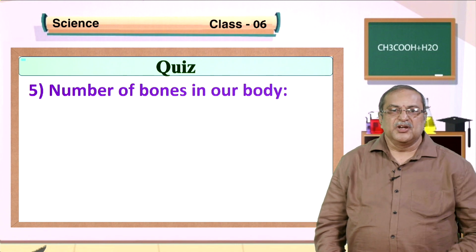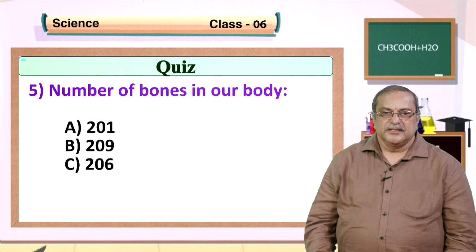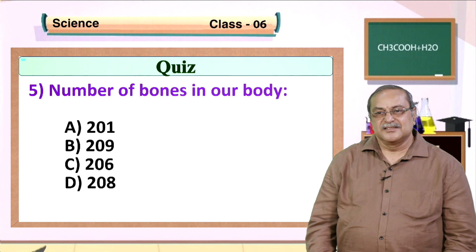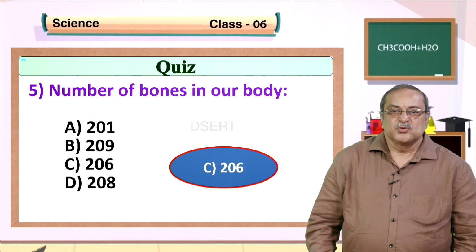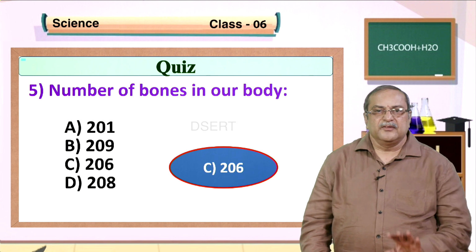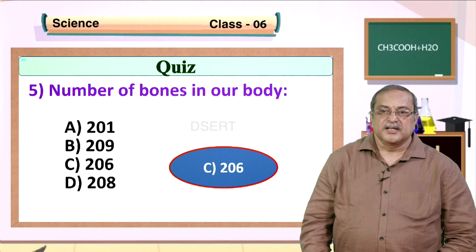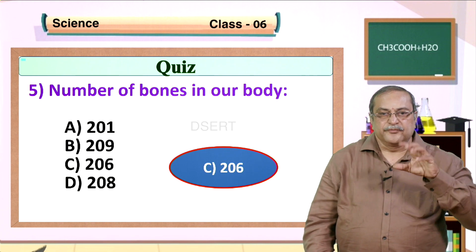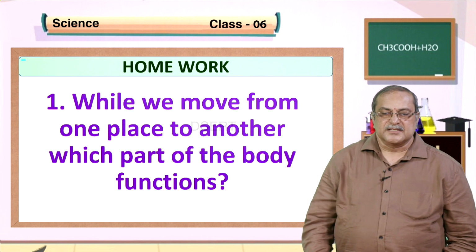Next one, the number of bones in our body. I think in the video you have seen how many there are: 201, 209, 206, 208. So, what is the answer? How many bones are there? Yes, it is 206. There are 206 bones in our body as an adult. When you are a small child, the number will be more than 300, 308 bones. As you grow, the bones fuse and form single bones. That we will learn in the next class also.